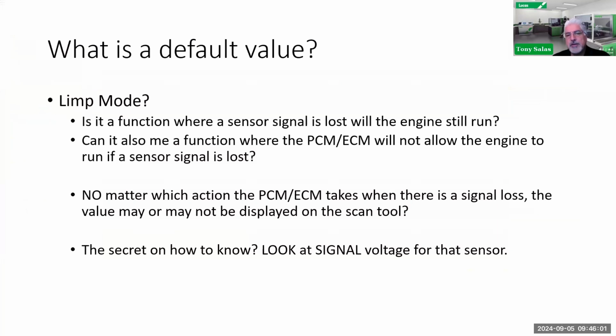So let's hit hard and heavy on a default value when you look at a PID. We all address this as, in other words, you lost a signal. So is it a function where a signal is lost? Will the engine still run? Because let me tell you, there can be default values that keep the engine from starting.